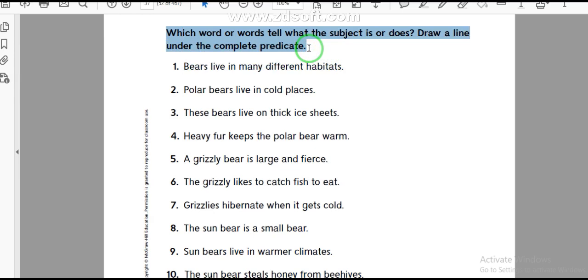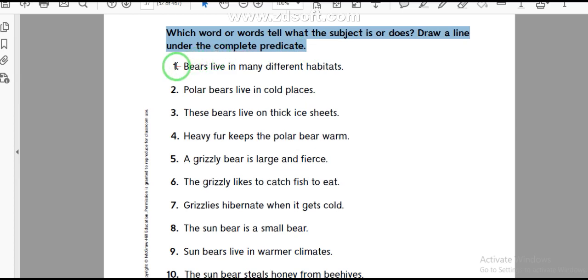So we should find about whom I'm talking, not about who. We should find what's happening in the sentence, the action, the verbs in the sentence. What is the subject doing? The action is the complete predicate. The complete predicate is all the words in the predicate.